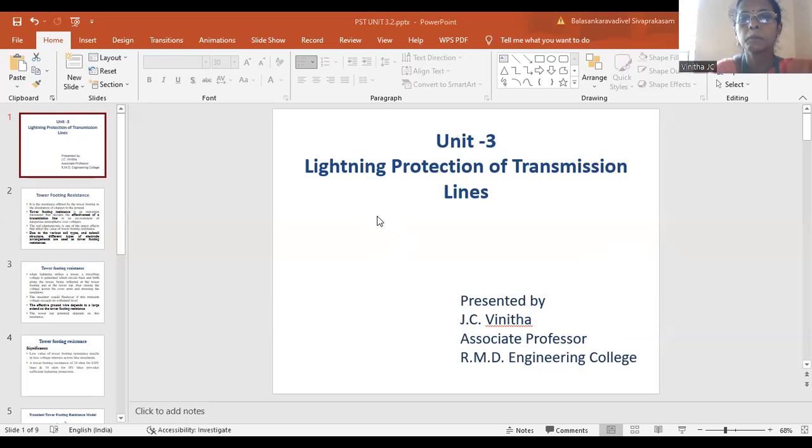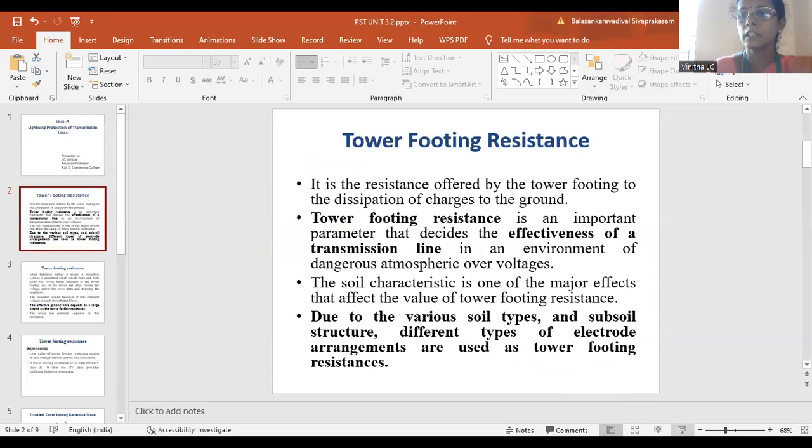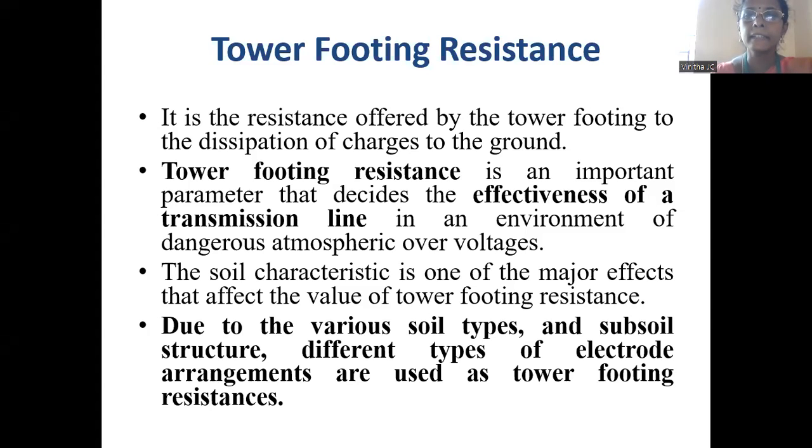Today, I am going to discuss lightning protection of transmission lines in power system transients. Various methods are available for protection against lightning: we have lightning arresters, ground wires, ground rods, and many more methods. And tower footing resistance is one of the methods used to provide protection against lightning. Let us see what is meant by tower footing resistance.